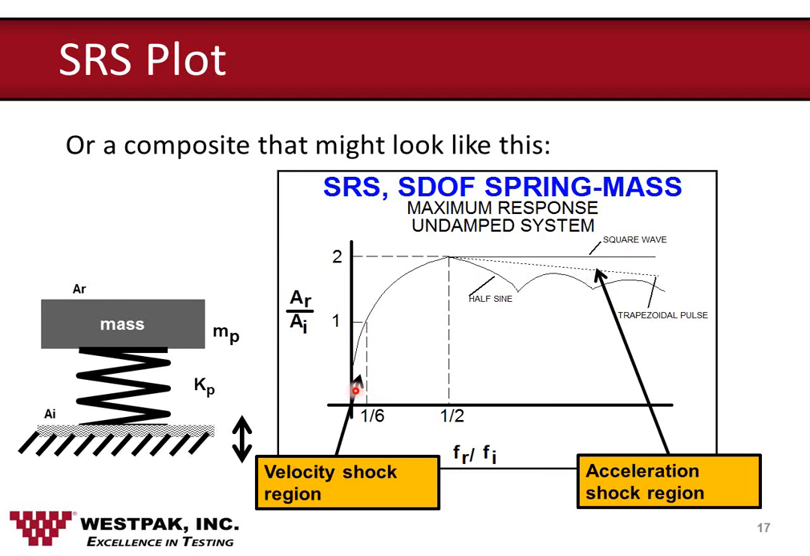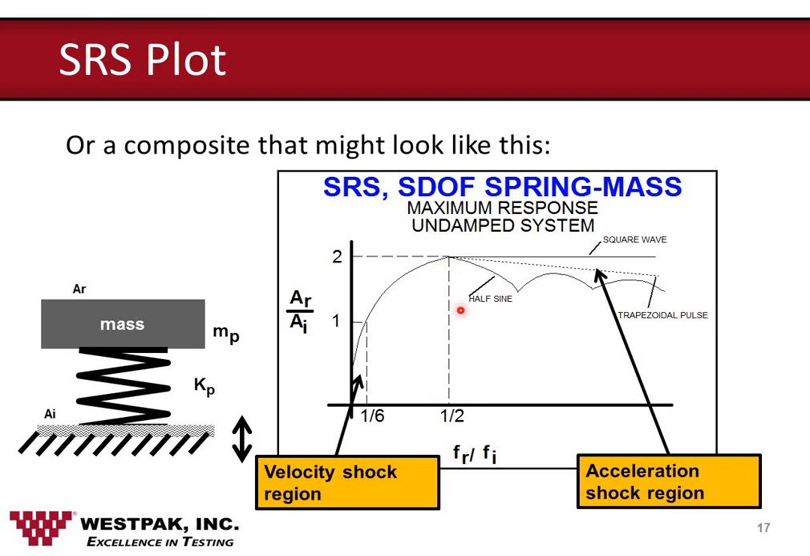Velocity shock means that the spring mass system is only responding to the velocity change or energy content of the pulse, and in the rest of the region it's responding to both the peak acceleration and the wave shape. So you can see that if we put all these in the same way, this is obviously not accurate for the half sine and sawtooth pulse, but you get the idea.